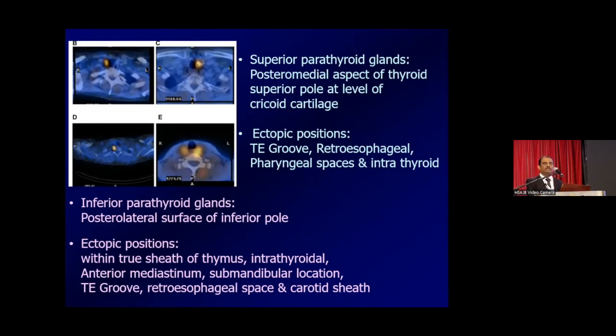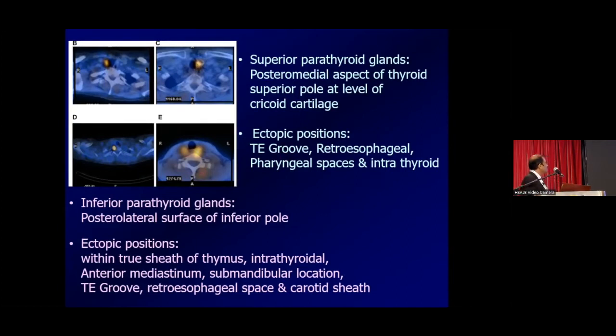And why we should be seeing this is the superior parathyroid gland means the ectopic positions can be tracheoesophageal groove. It can be retroesophageal, back to the esophagus, posterior to the esophagus. It can be intrathyroidal or it can be in the pharyngeal spaces. So you should know what you are actually looking.